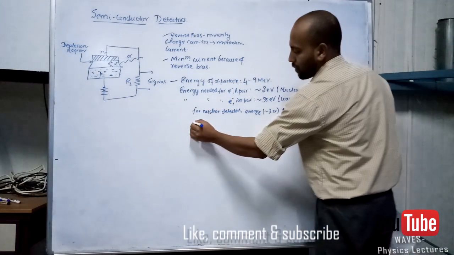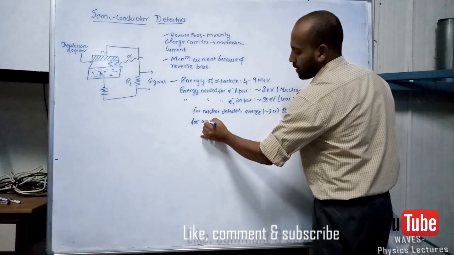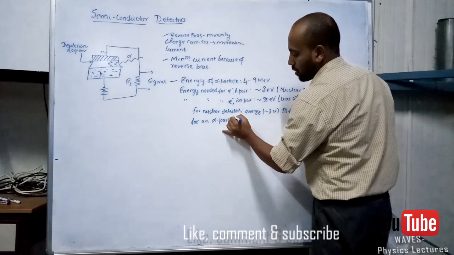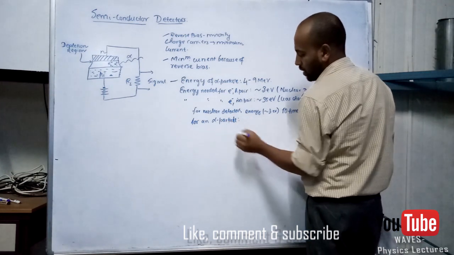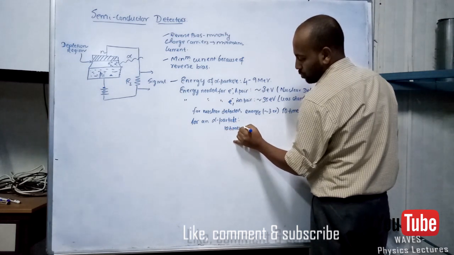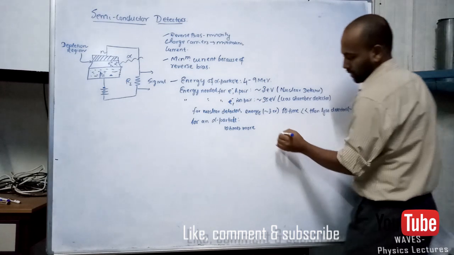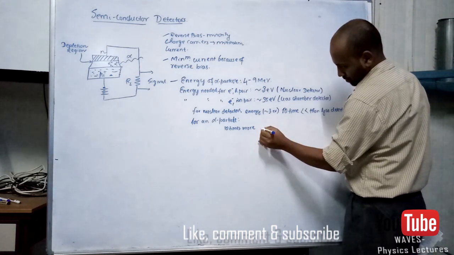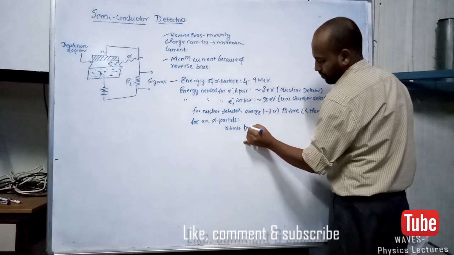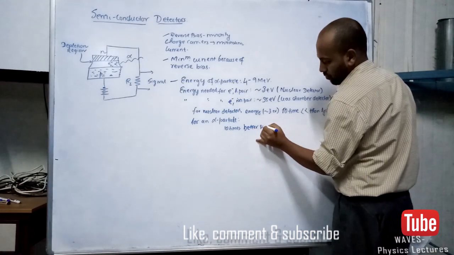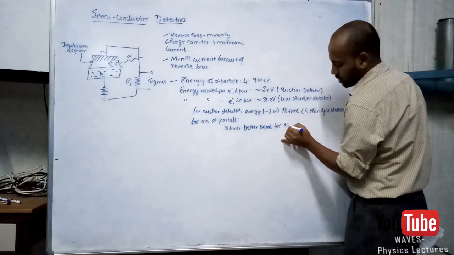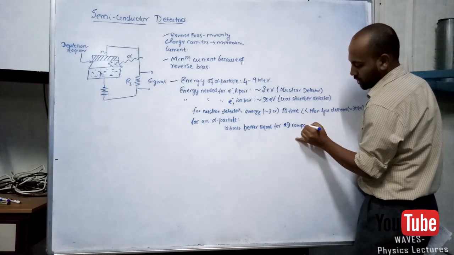So if you consider an alpha particle, please write it down properly in exams also. For an alpha particle, we have got 10 times more signal, or 10 times better signal, for nuclear detectors compared to gas detectors.